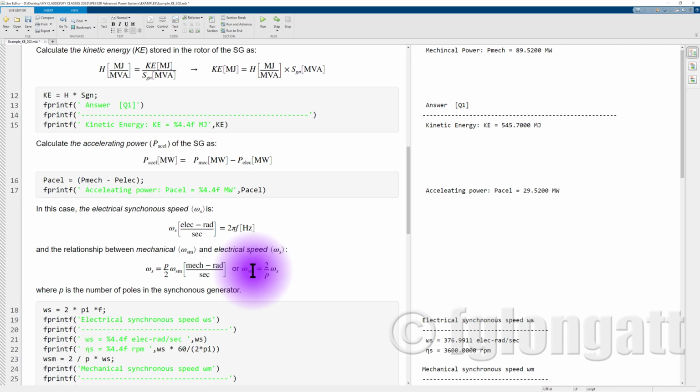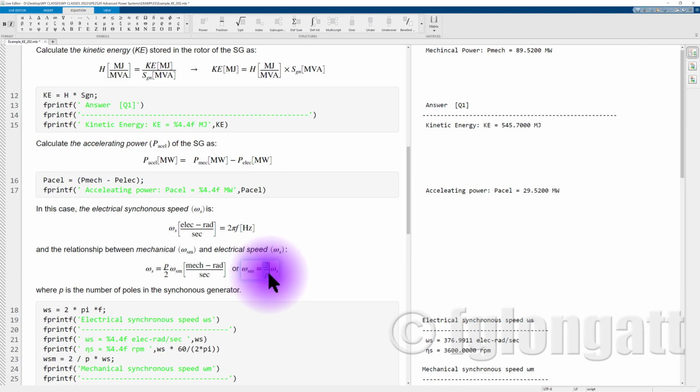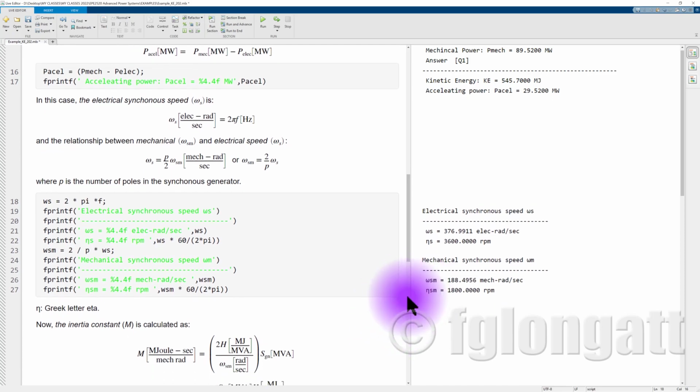And in this case, the mechanical rotational speed is related to the electrical rotational speed by a single conversion related to the number of poles. In this case, we multiply by 2 and divide by P, and P represents the number of poles in this machine. Now what I am doing is calculating the rotational speed.